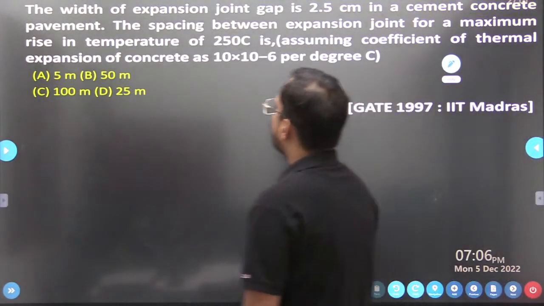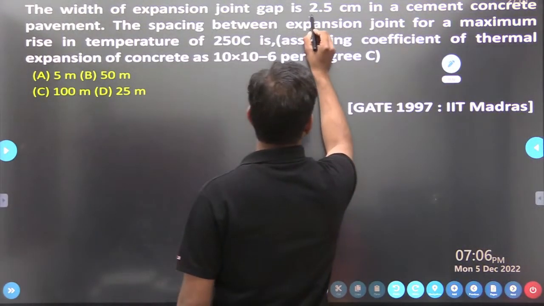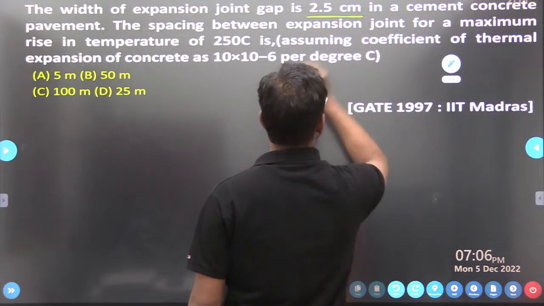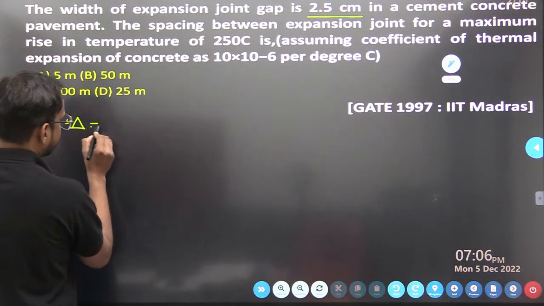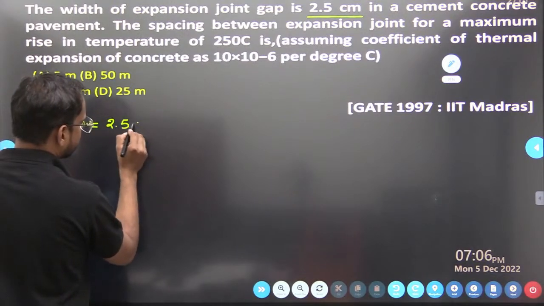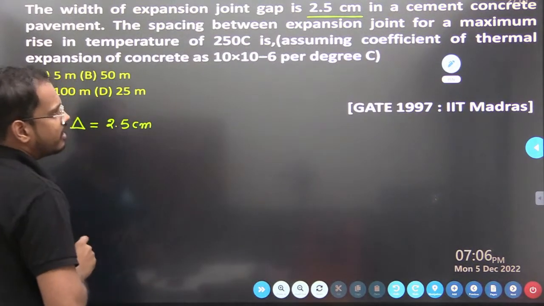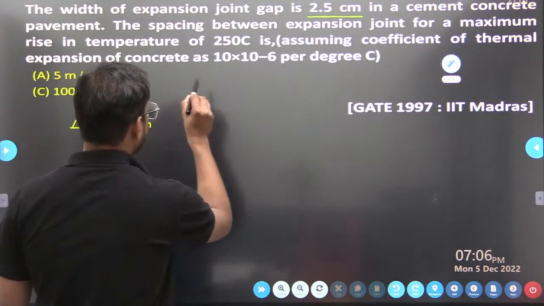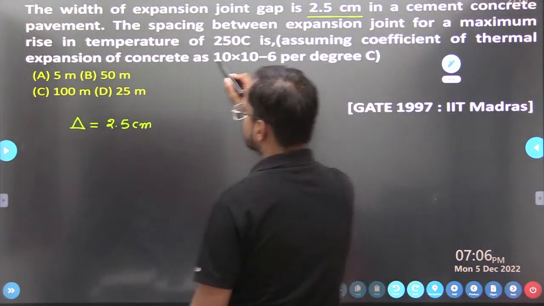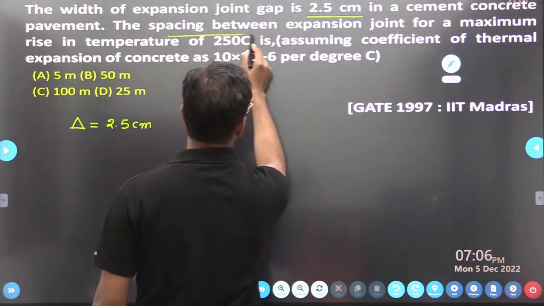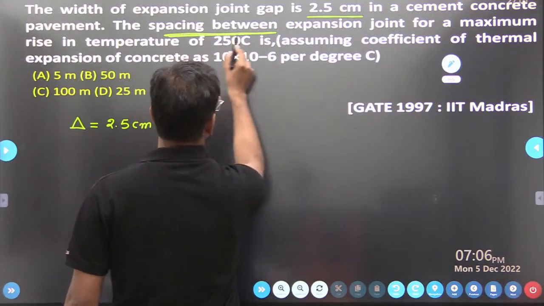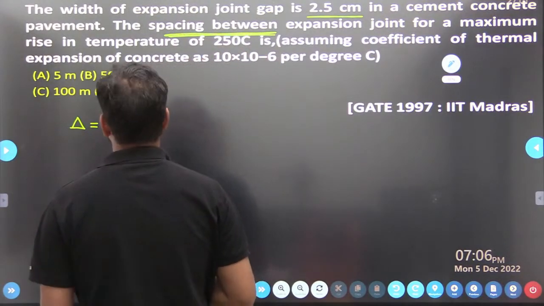Now, the next problem. The width of the expansion joint gap is 2.5 centimeter. So the width of the expansion joint, that means delta, is given. Delta is equal to 2.5 centimeter, in a cement concrete pavement. The question is the spacing between expansion joints. Calculate the spacing between expansion joints.